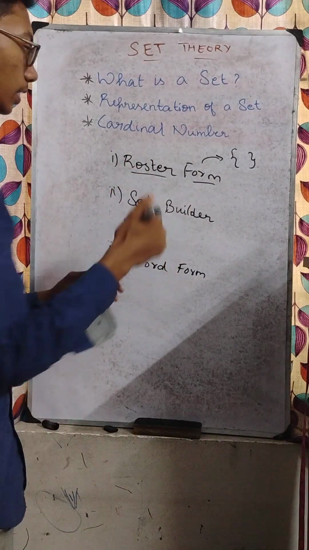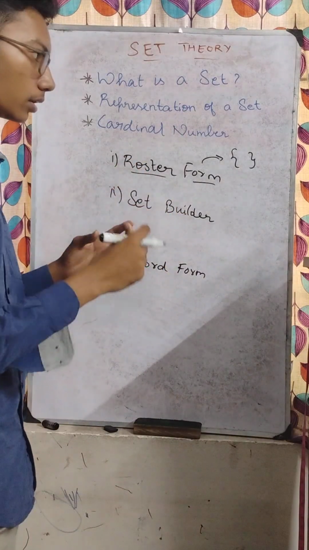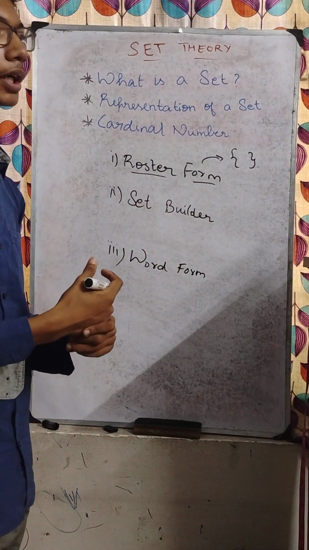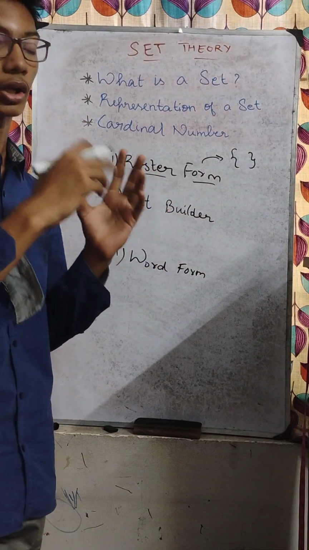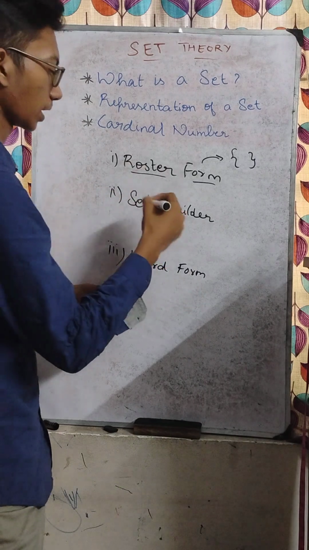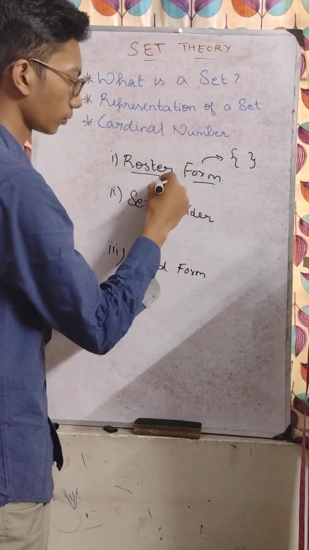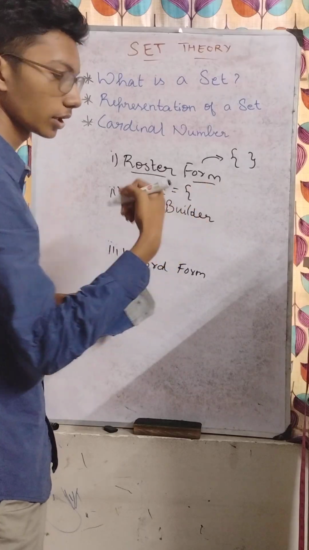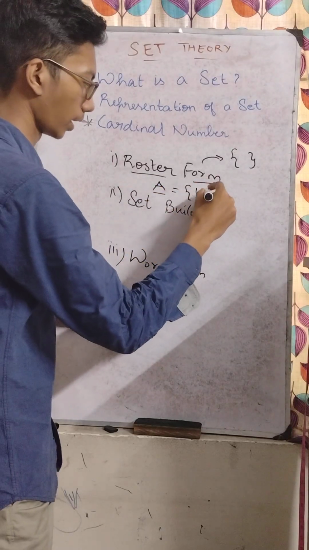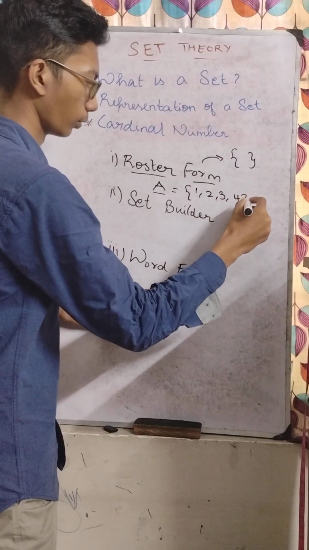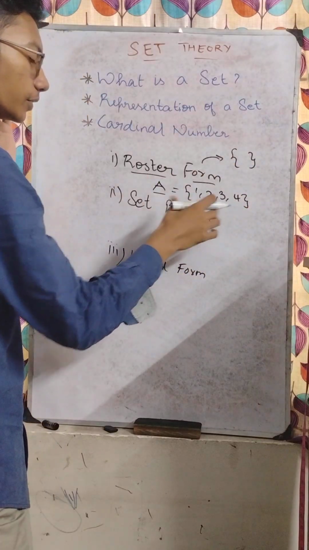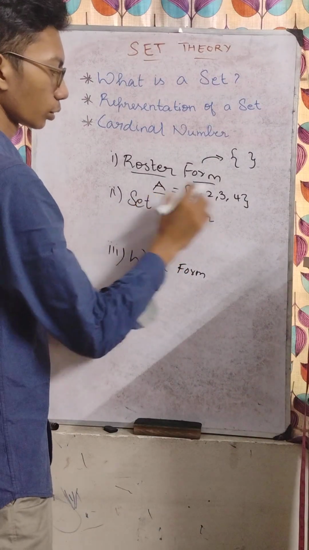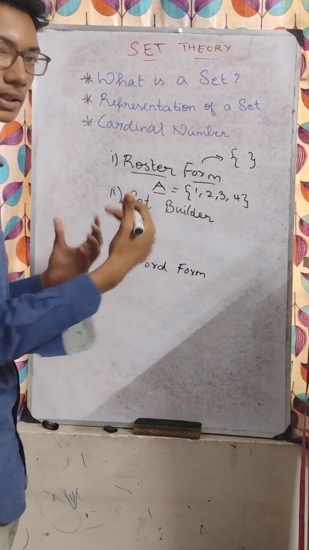Let's say we have a set that involves even prime numbers. Or let's take another example: natural numbers below 5. So the roster form of that will be, the name of the set, which is A, and the natural numbers below 5, so we have 1, 2, 3 and 4. So this is the roster form of the set of natural numbers below 5. This is the roster form, just the bracket form.